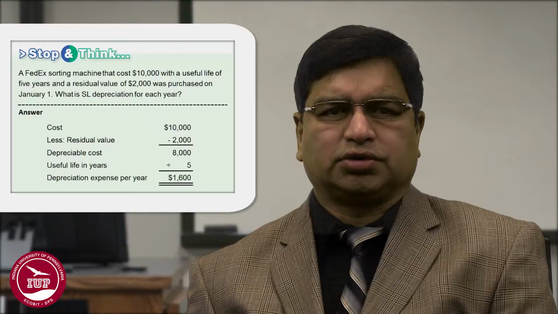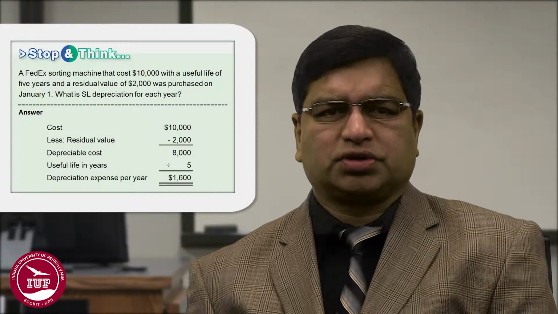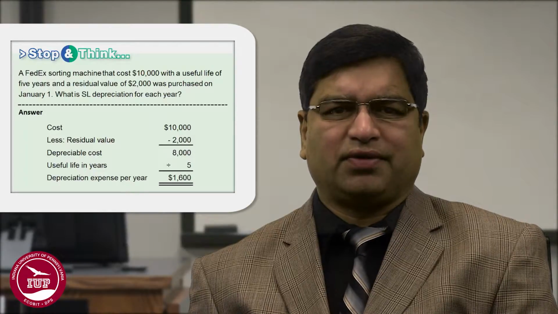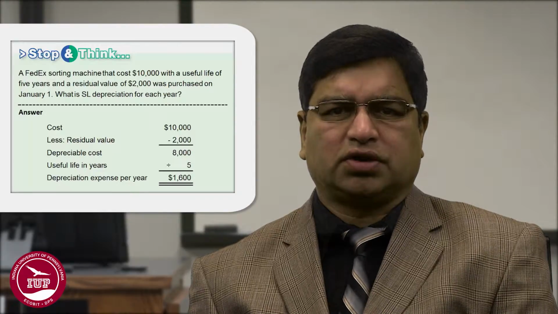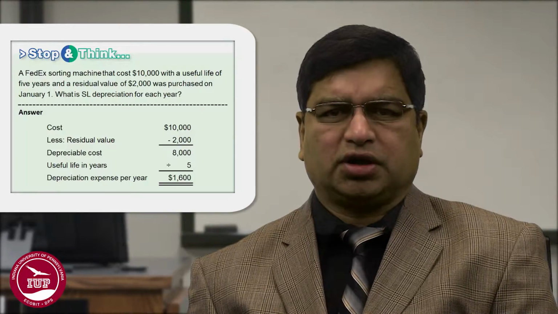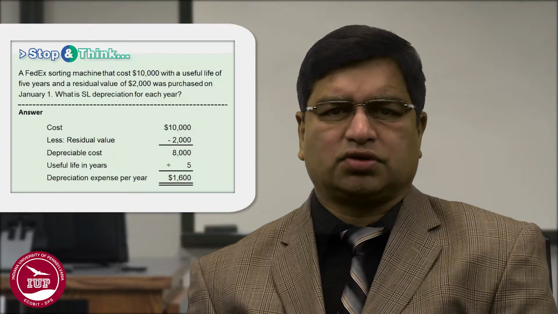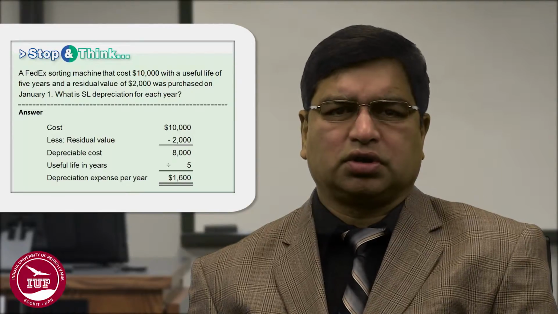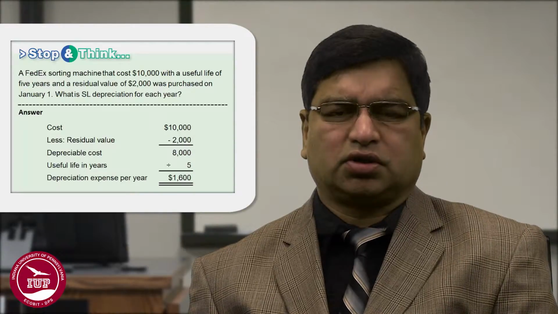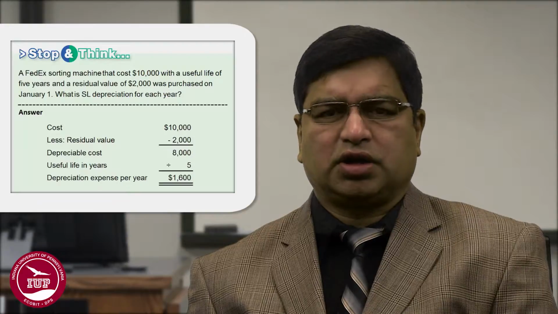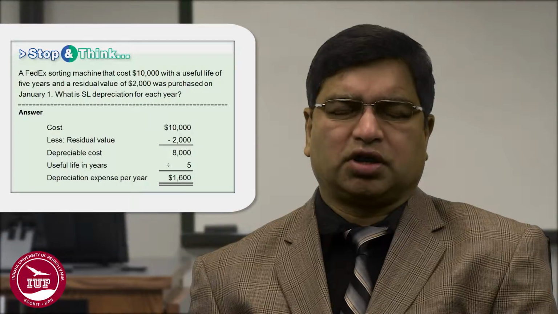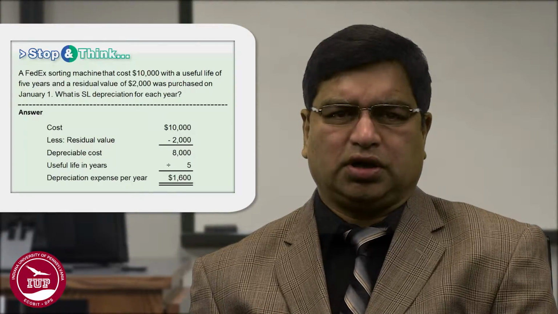Let's take an example. Suppose FedEx has a sorting machine that costs $10,000 with a useful life of 5 years and a residual value of 2,000, purchased on January 1. What is the straight line depreciation? Your cost is 10,000, your residual value is 2,000, so the cost that you have to depreciate over 5 years is $8,000. You divide it by the useful life, and you've got the depreciation expense of $1,600 for the year.